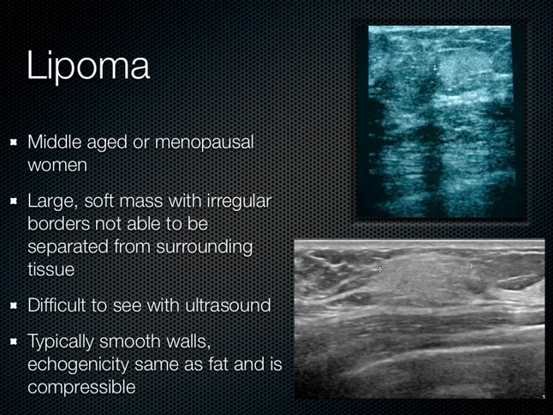Then there's lipomas, and this occurs more often in menopausal or middle-aged women, and they're just large, soft masses with irregular borders. You can't seem to separate them from the surrounding tissues. These are difficult to see on ultrasound. You have to really strain your eyes, but they usually have smooth walls, and the reason why they're so difficult to see is that they have the same echogenicity as fat. So we can see this lipoma here, and when you compress these, they're easily compressible.